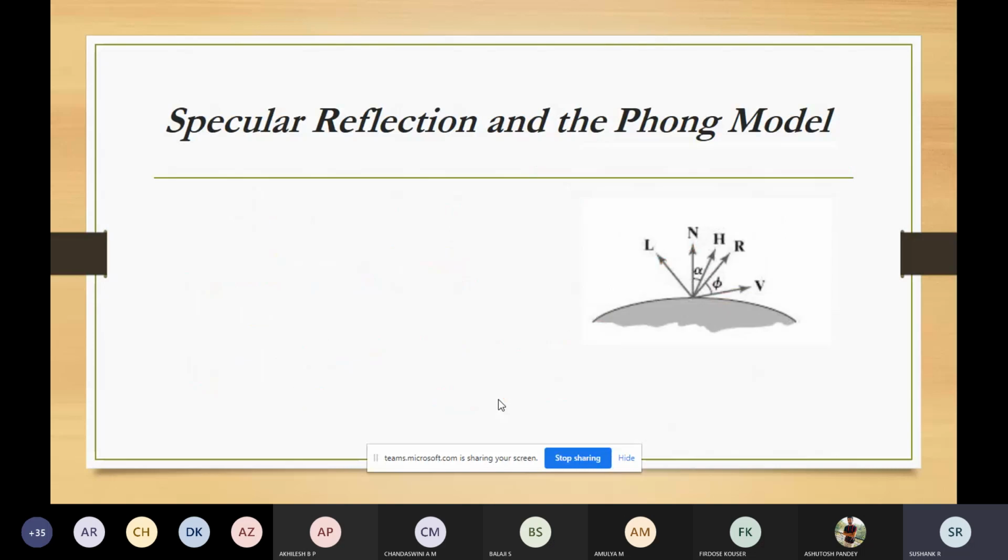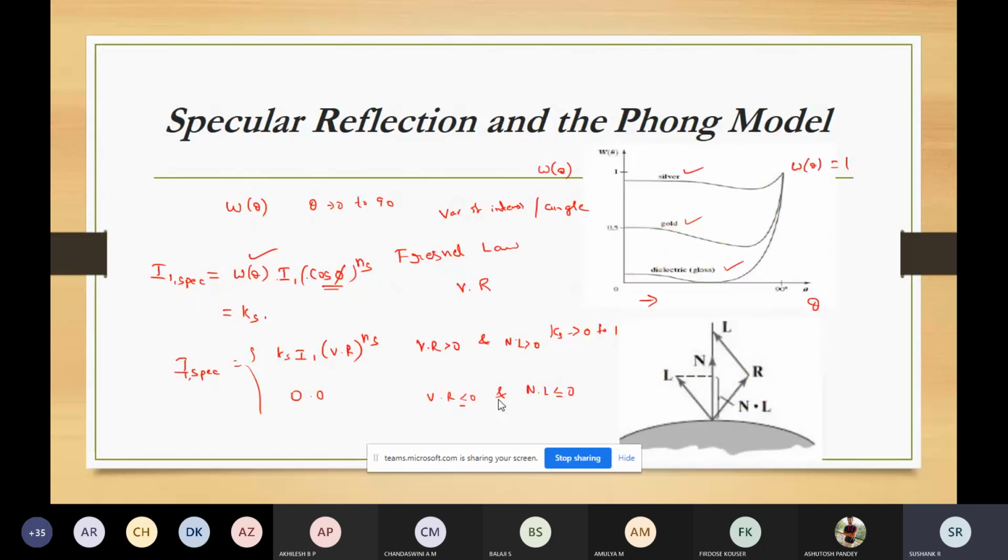And the next equations, similarly, from this image you can see that the direction of this vector r can be computed using this N and L. Also, the projection of L on the normal vector can be calculated as the dot product of N and L.